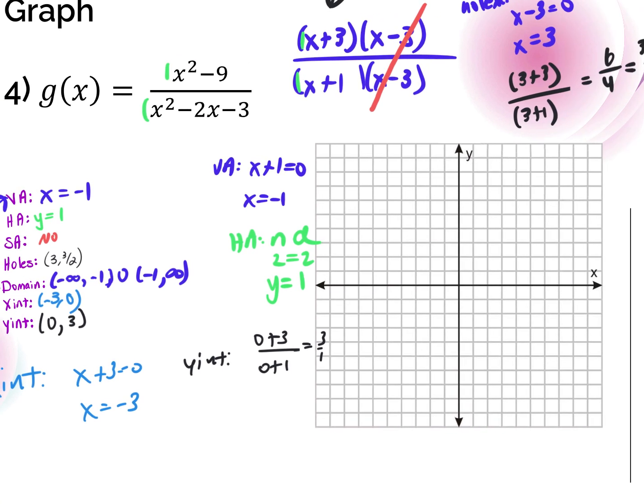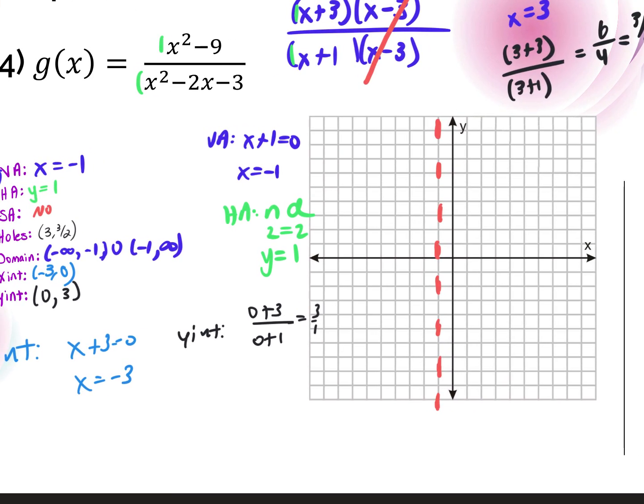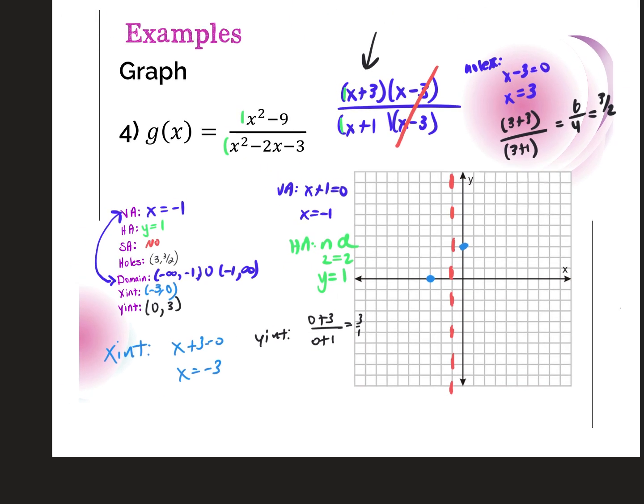I have a vertical asymptote at negative 1. I have an x-intercept at negative 3, 0. I have a y-intercept at 0, 3. And what else do I have that I need to account for? Okay, the hole. And I also have my horizontal asymptote, right? Where is my hole? What is the value of the hole? 3 comma what? 3 over 2. Yeah, 3 comma 3 over 2.